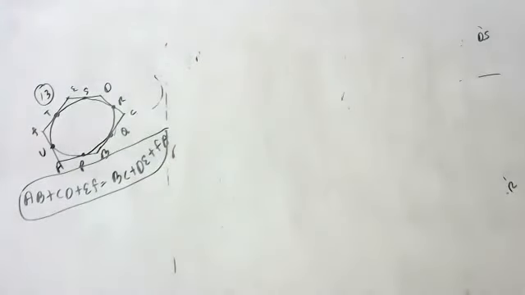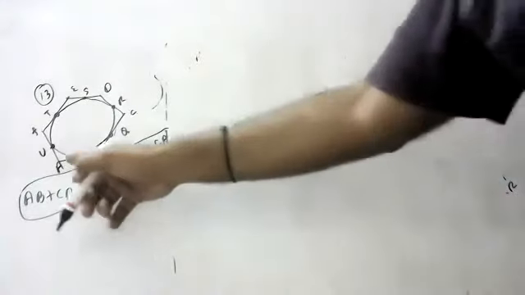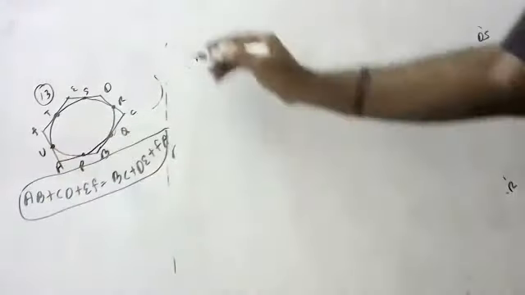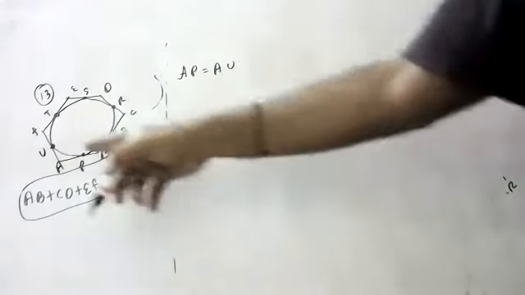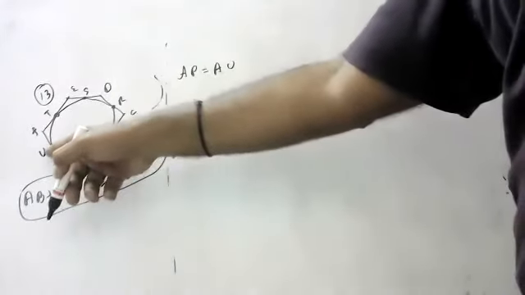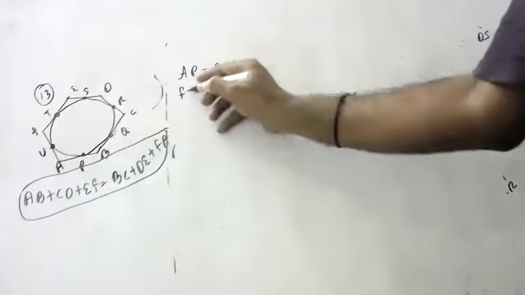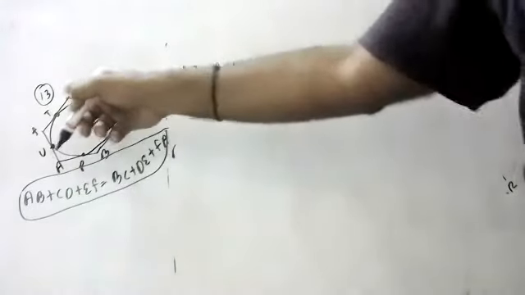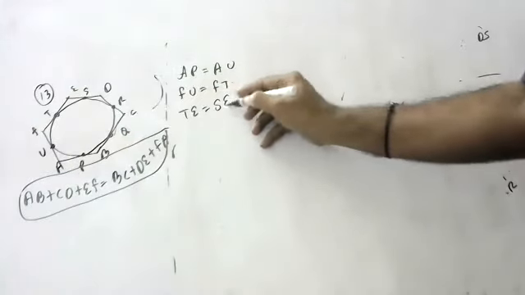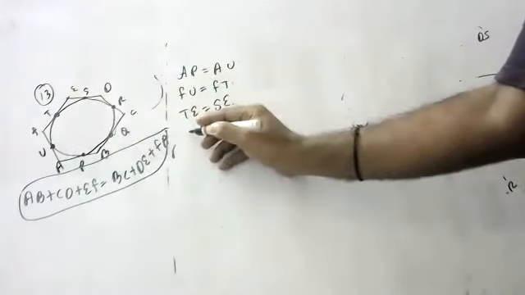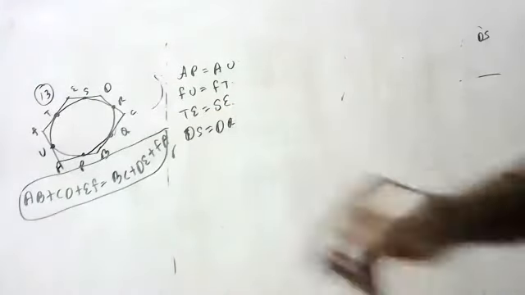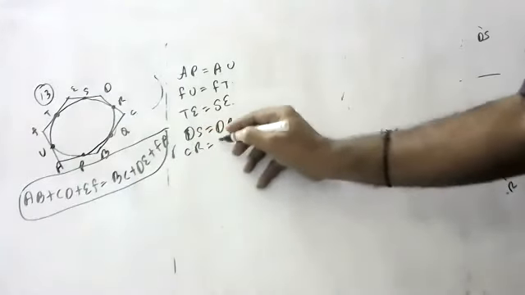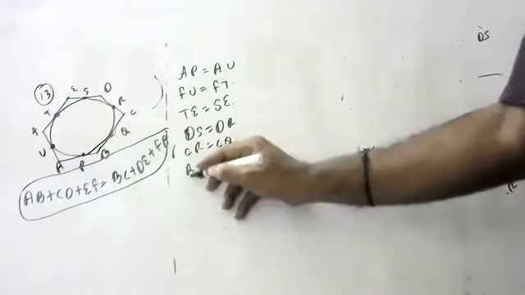First, AP is equal to AU, just meeting at a point. BP is equal to BQ. You want to come like this in the clockwise direction. Next, FU is equal to FT. ET is equal to ES. SD is equal to DR. CR is equal to CQ. BQ is equal to BP.